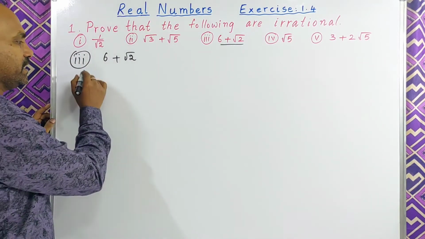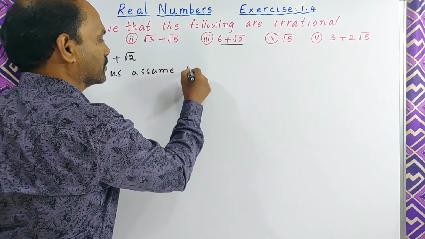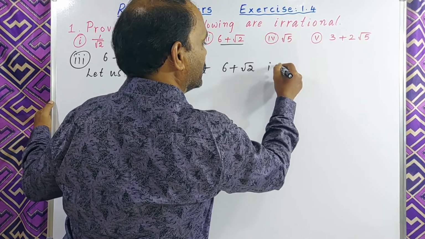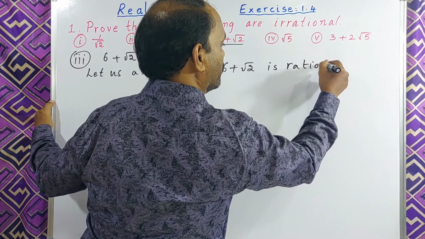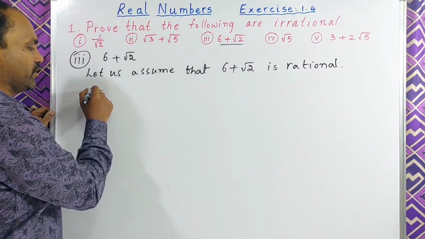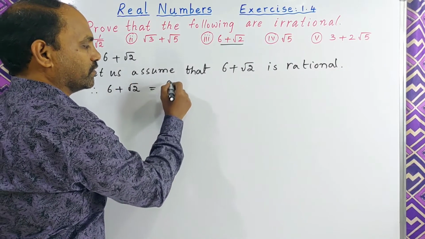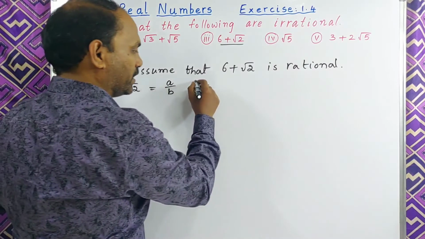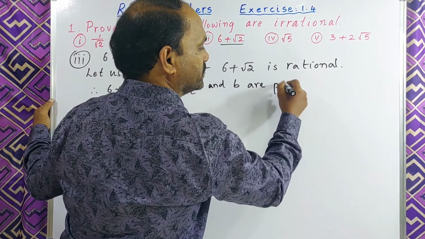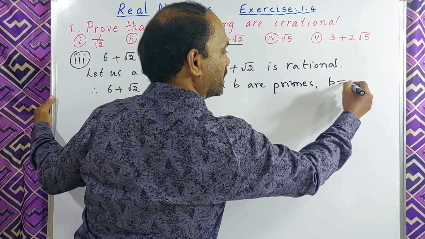Same method, contradiction method. Let us assume that 6 plus root 2 is rational. We can take this one as rational. If it is rational, then let 6 plus root 2 equal a by b. Here a and b are primes, and the denominator b is not equal to 0.